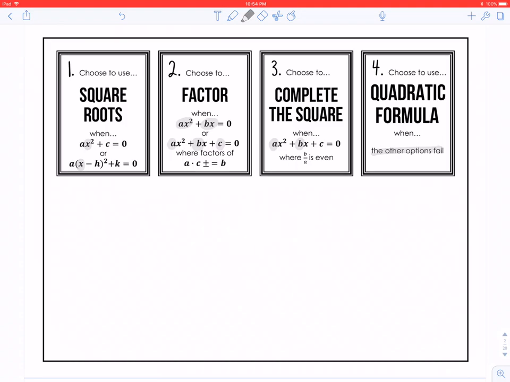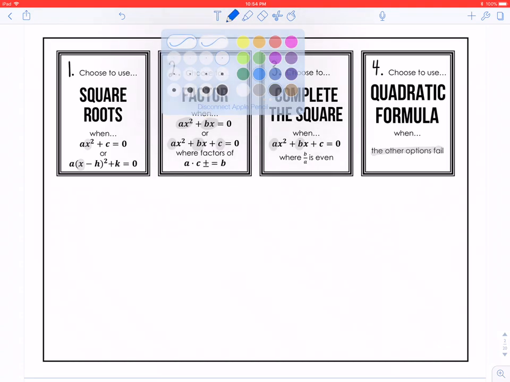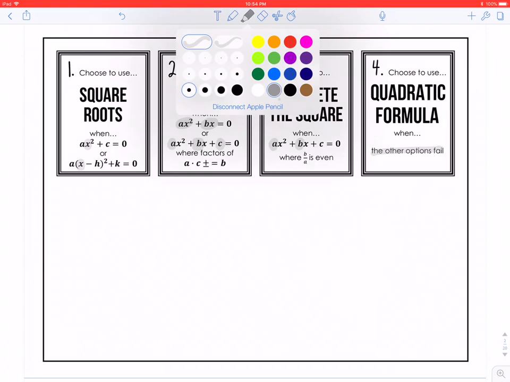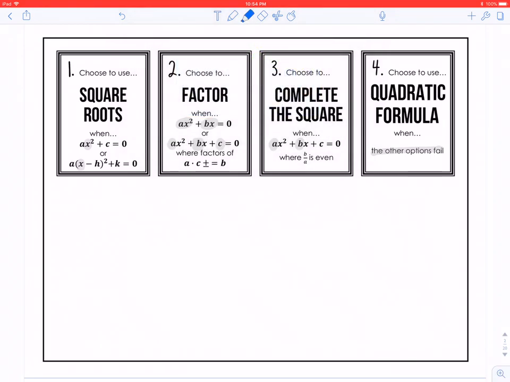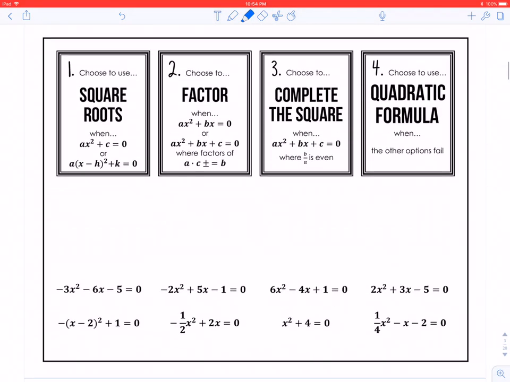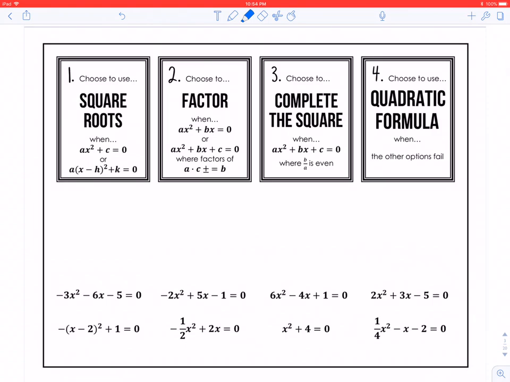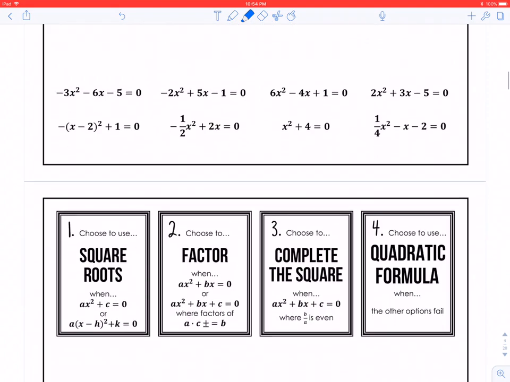Okay, so let's look at some examples, and we'll just kind of go through the thought process for these 8 quadratic equations. What options do we want to use? What's the most efficient method? I mean, we could use quadratic formula every single time, but that's going to be more cumbersome than what's necessary in some conditions. It just depends on the characteristics of your quadratic equation. Okay, so let's go ahead and get started.